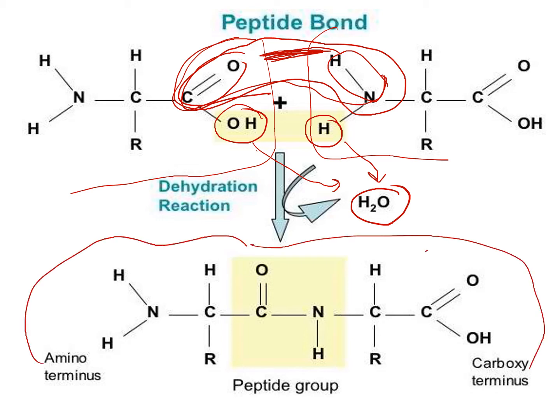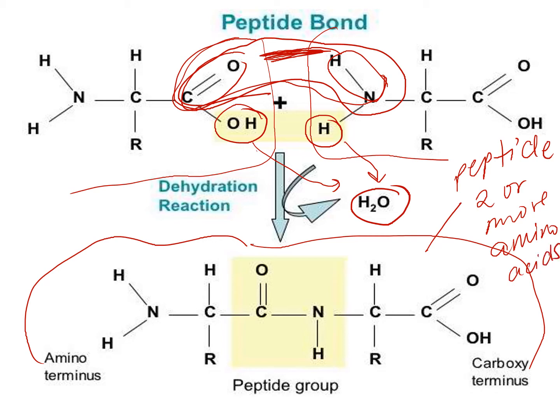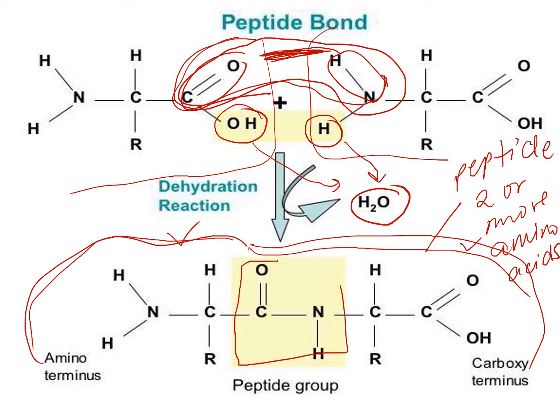And the final product is already known as a peptide because again, it is composed of two or more amino acids. Again, this is now a peptide because it is composed of more than one amino acid. So you have here two amino acids linked together. And this specific group formed here is known as your amide group or peptide group.